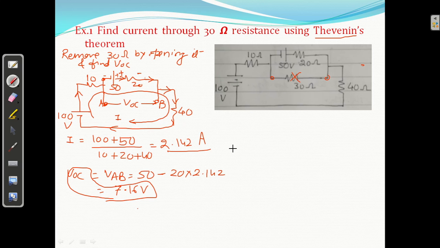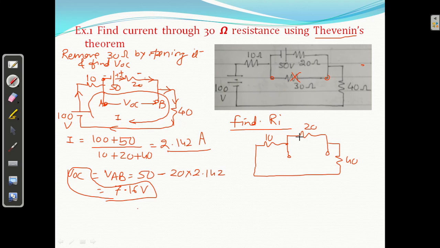Now the next step is to find RI. How to find RI? By removing all voltage sources, by shorting them, and current sources, if there are any, by opening them. So this is 10, this is 40, this is 20. RI is between A and B, so this is A, this is B.